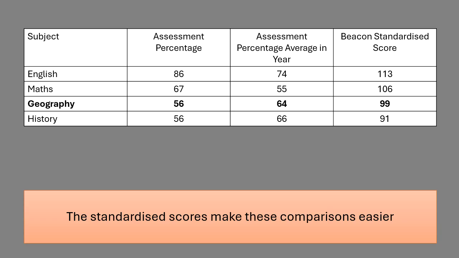When you look at history, the student is a little bit below average. They're 91, aren't they? About 10 marks below average. So there's a reasonable spread of results, a reasonable number of people between the 56 and the 66. So what we're hoping with the standardised scores is that it does make it easier to do that kind of between subject comparison.